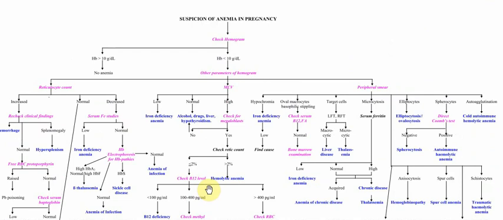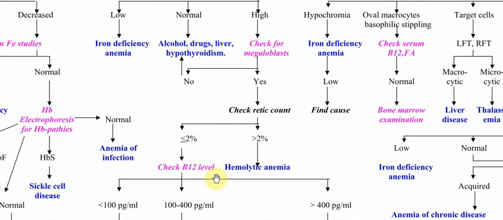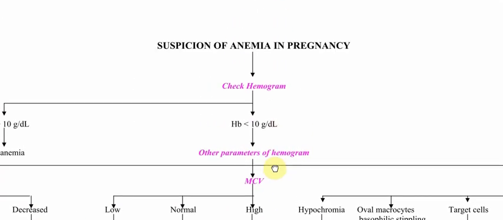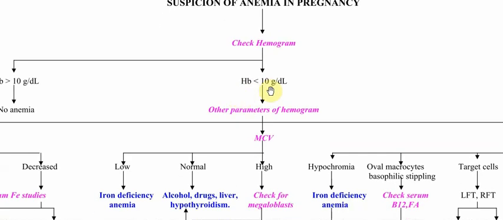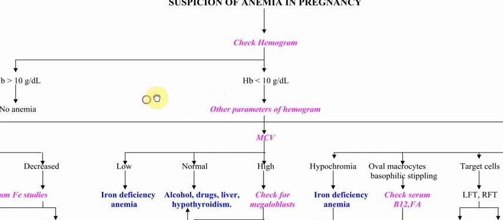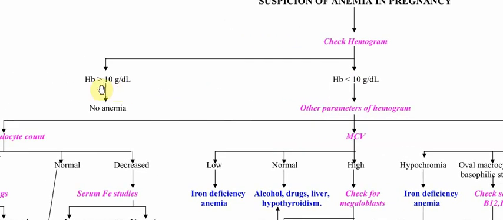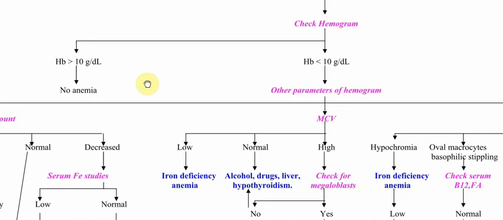To start with, when you suspect that a woman is anemic from her clinical examination showing pallor, the first step is to check the woman's hemoglobin. We do a hemogram. If the hemoglobin is less than 10 gram per deciliter, then she has anemia, and then we can use this algorithm. On the other hand, if the hemoglobin is 10 gram per deciliter or more, there is no anemia. Then nothing further need be done as far as this algorithm is concerned.